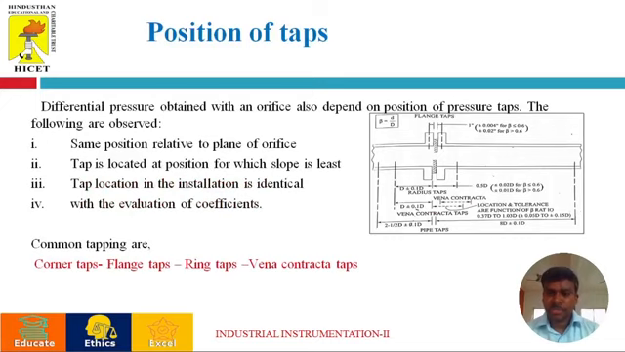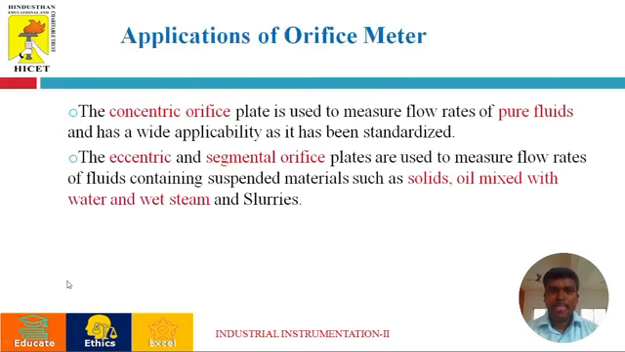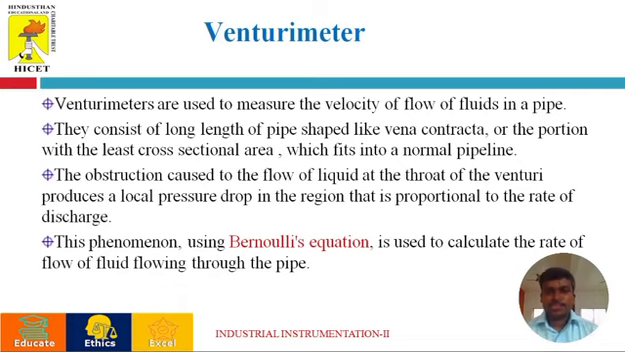And these are the positions of taps. Taps are mainly used to measure the pressure difference across the flow. It is designed based on the beta ratio. The common tappings are corner taps, flange taps, as well as ring and vena contracta taps. The advantages of orifice meters are that they are cheap and very easy to install. They can be used to measure large pipelines. The disadvantages are that orifice meters have a low discharge coefficient and poor recovery factor, which gives inaccuracy. Orifice meters are mainly used for the measurement of flow rate of pure fluids and solids as well as steam applications. Next one is the Venturi meter.